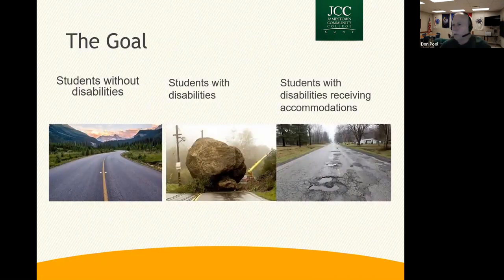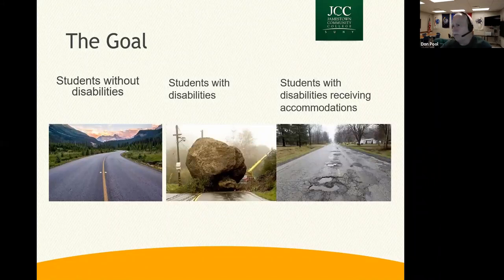This is a good picture, a visual representation of the way I see our services and what we're trying to do to help students with disabilities under the Americans with Disabilities Act and Section 504. This is what our goal is. This is our strategy. So there are 3 pictures in this slide.